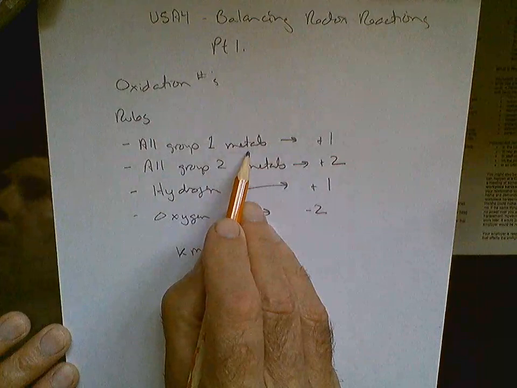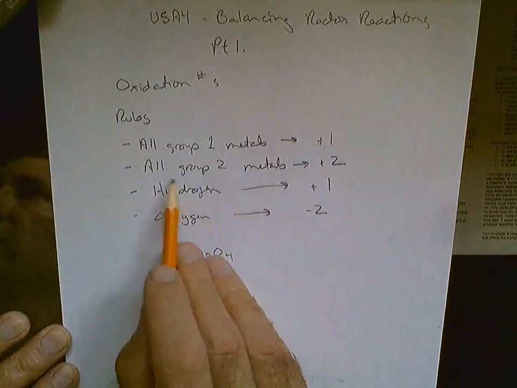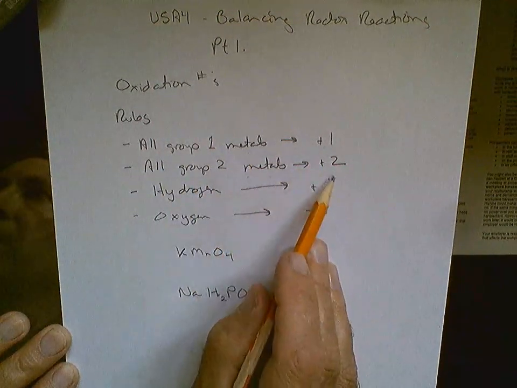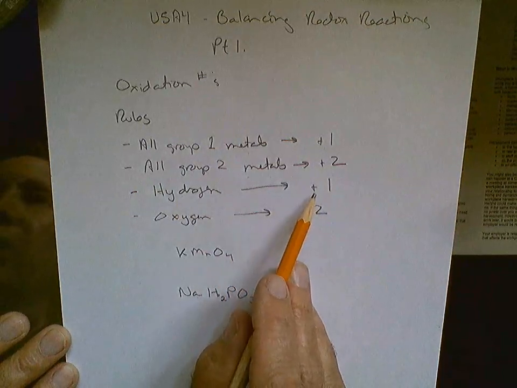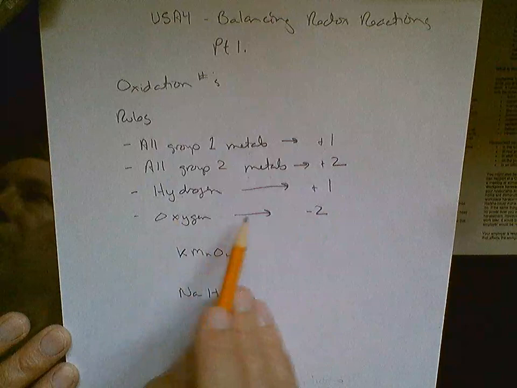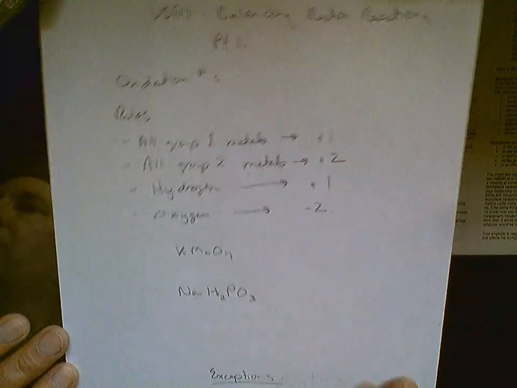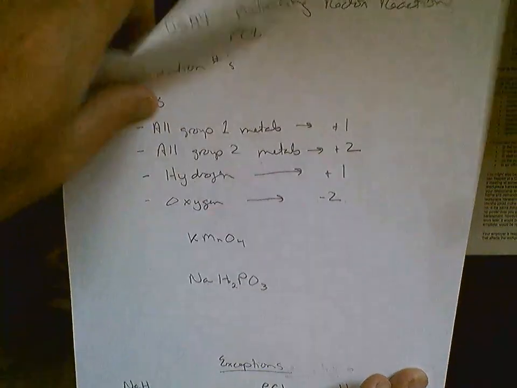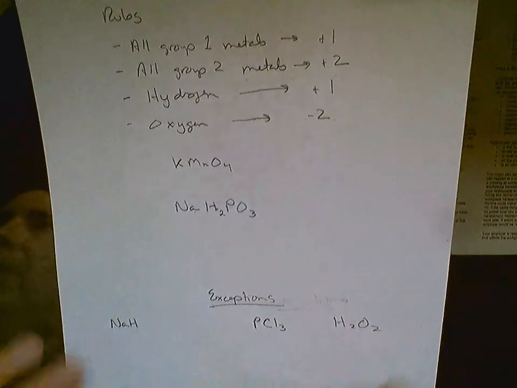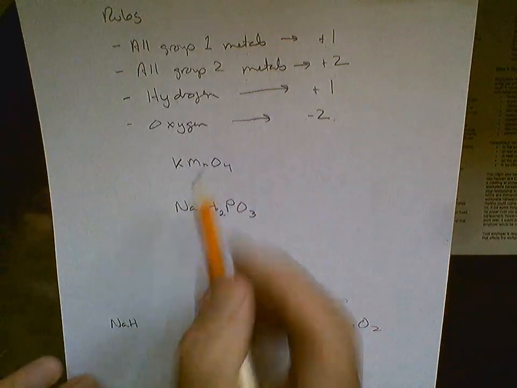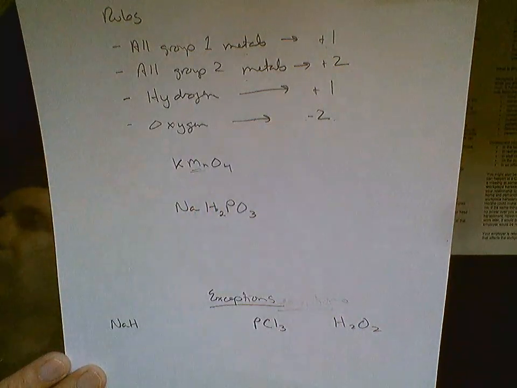If it's a group 1 metal, it gets a +1 charge. If it's a group 2 metal, it gets a +2 charge. Hydrogen, which is not a metal but in group 1, is +1. Oxygen is -2. If you remember those things, then we call those the knowns, then we can figure out anything else. So one type of question they might ask is, what's the charge on the manganese?